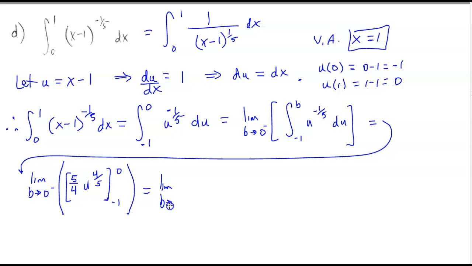So limit as b approaches 0 from the left. And now we're going to plug in 0 for u. It's going to be 5 fourths, 0 raised to the 4 fifths, minus 5 fourths, negative 1 raised to the 4 fifths. Of course, here we know that this first term, all of that will end up going to 0.